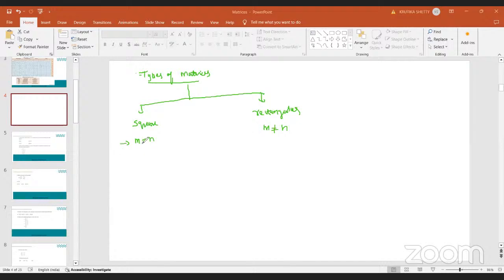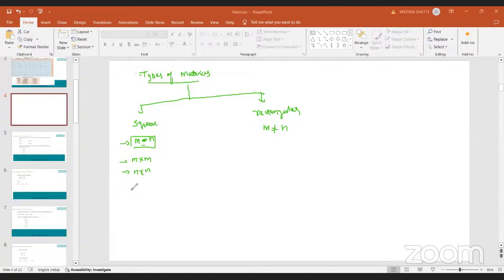In an MCQ they may ask what is the order of a square matrix. The order of a square matrix will be m cross m, or it will be n cross n, because in a square matrix m is equal to n, and since m equals n, its order will be m cross m or n cross n. I hope you have understood the definition: a matrix in which the number of rows is equal to the number of columns, that is m equal to n, is called a square matrix.